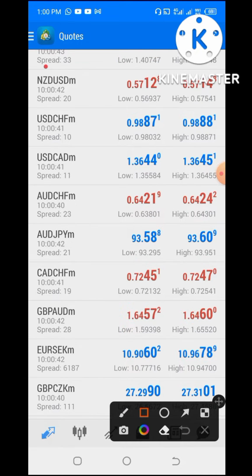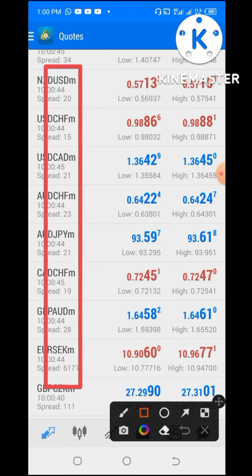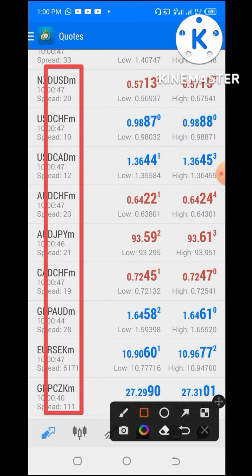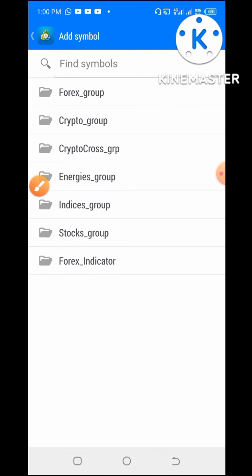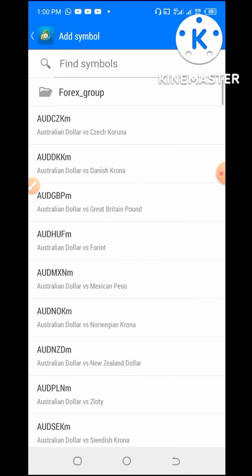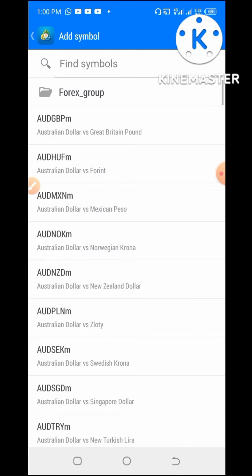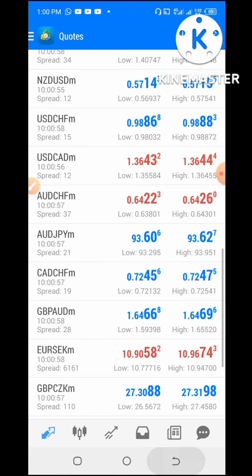This is our currency pairs. But if it pops up and you realize that you don't have currency pairs, you can just come and add more currency pairs from here. Then you just click OK. That's how you can add more currency pairs there.